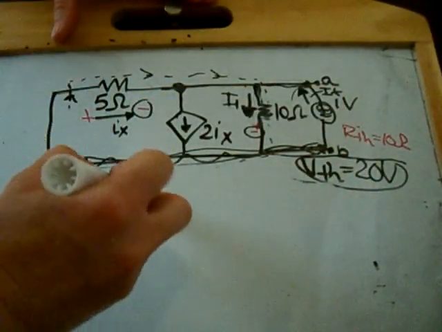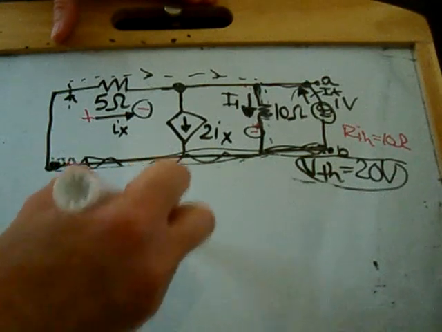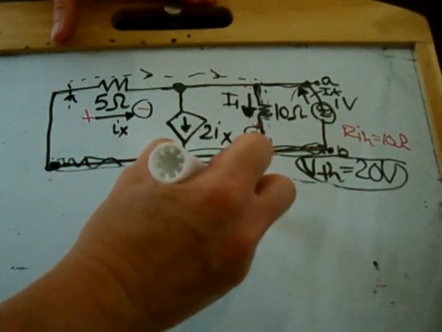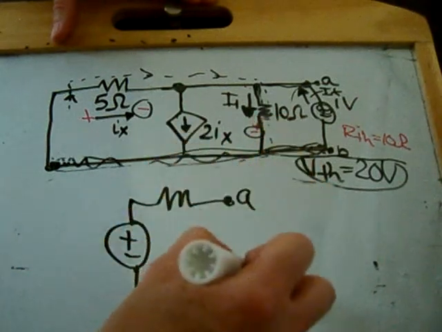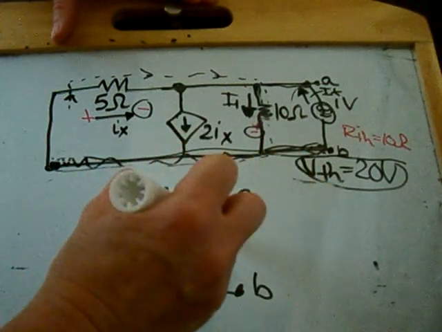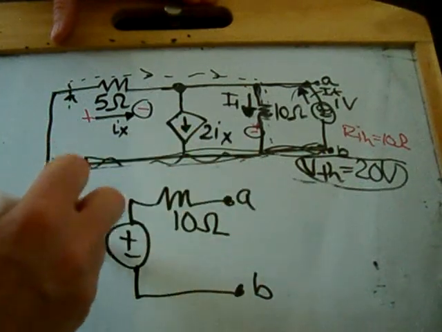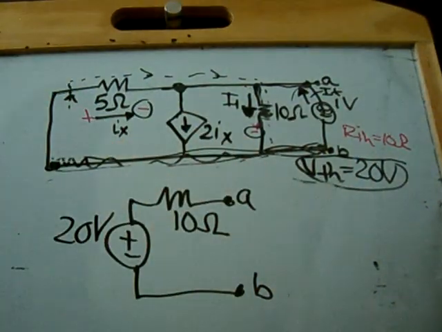So our Thevenin equivalent will now be the voltage source and the resistor. A and B locations in the circuit remain the same. I have 10 ohms here and 20 volts here. And that is the end of finding the Thevenin equivalent.